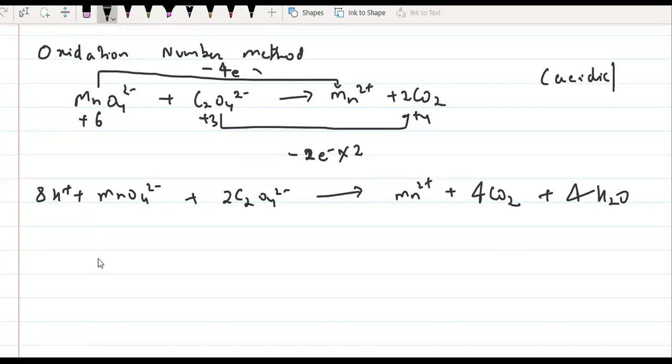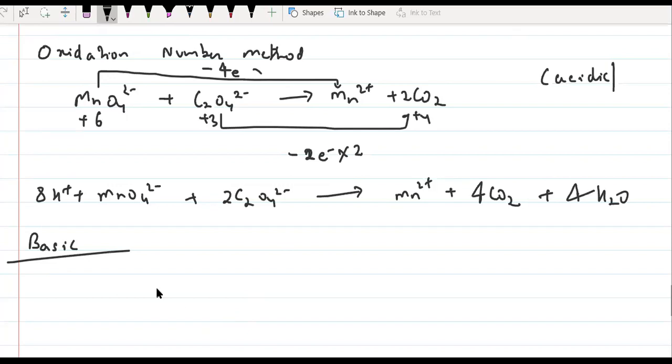Now, you should ask, what if we have a basic reaction? Suppose instead of acidic, it would have been basic, then what do you have to do? Everything would be the same. So I'll just write what you will do in basic. Now think about it. Can you add H plus in case of basic medium? What is a base? Which gives OH minus. So how can you add H plus in basic medium? You should add OH minus now.